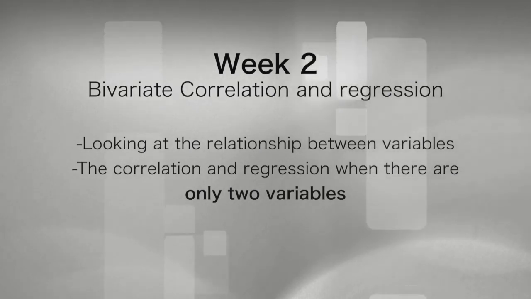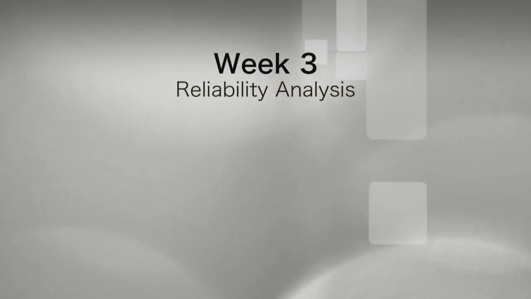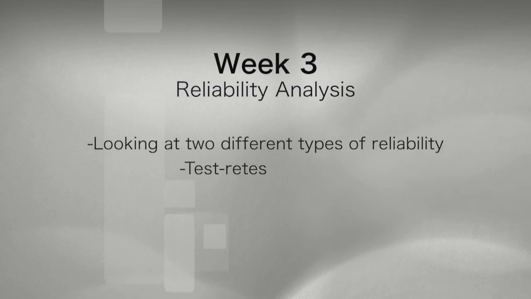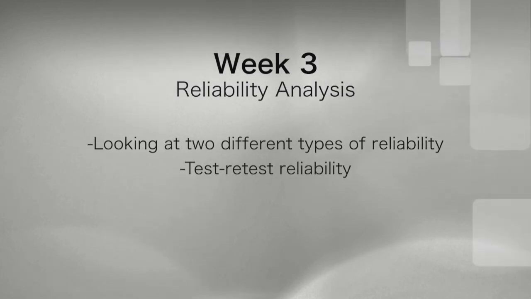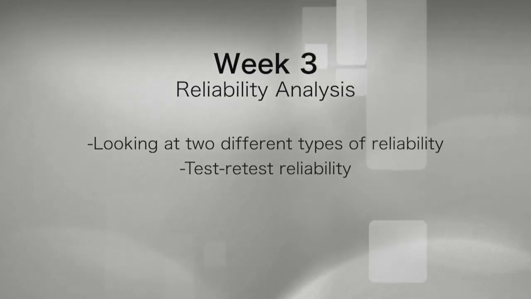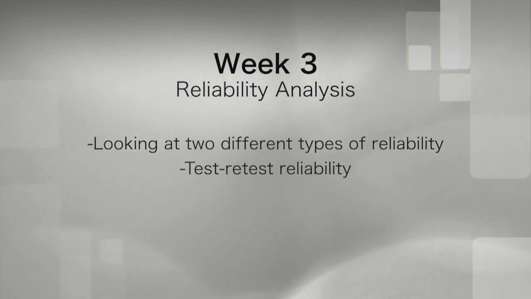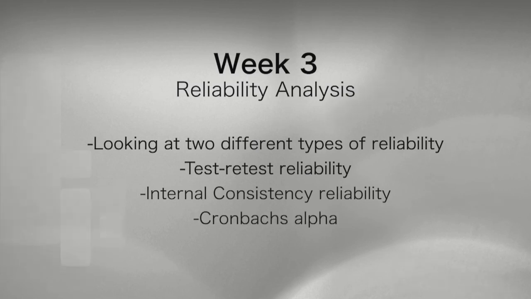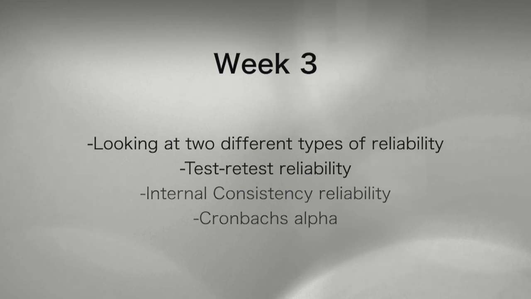In week 3, we're going to be looking at reliability analysis. In particular, we're looking at 2 different types of reliability. One is test-retest reliability. This is asking how correlated 2 scores are that are measured at different times. Then there's internal consistency reliability, which is asking how well all these variables are measuring the same thing or not. Here you're going to be looking at something called Cronbach's alpha.